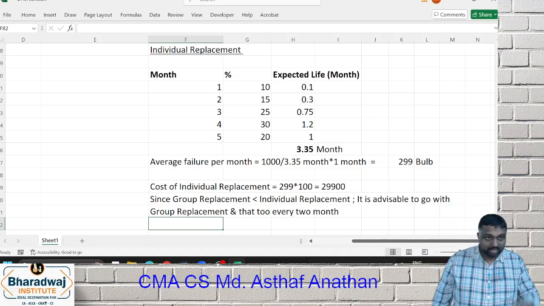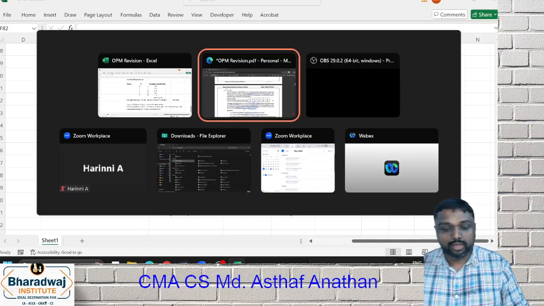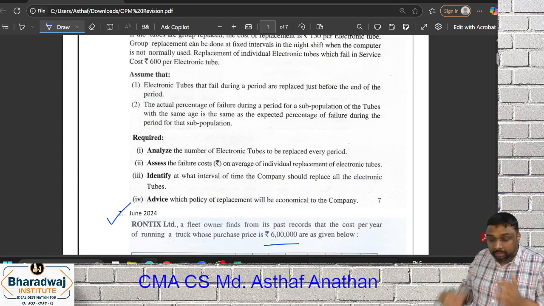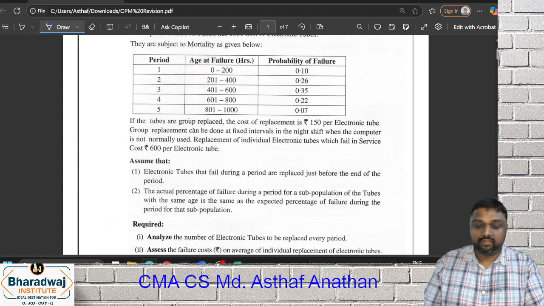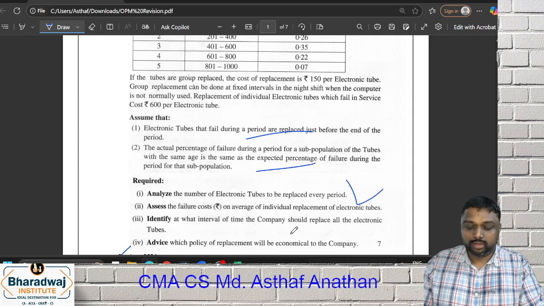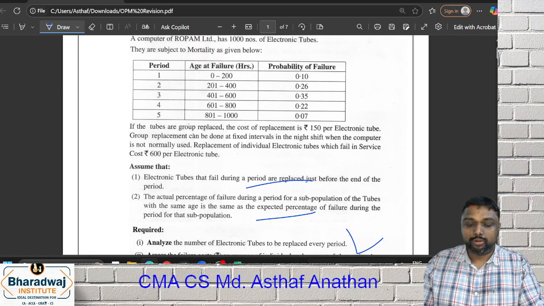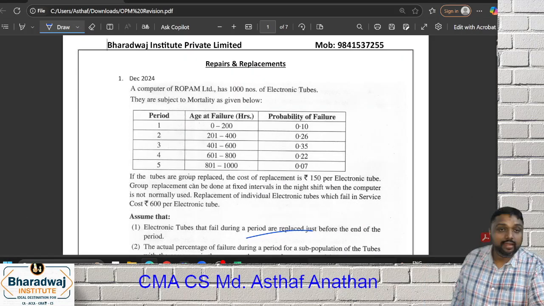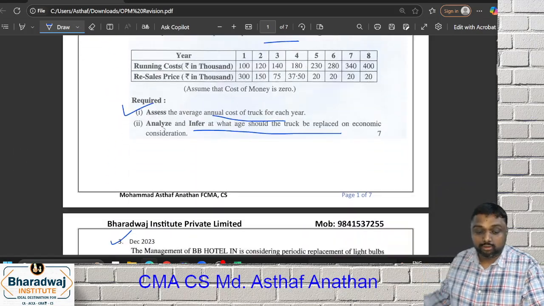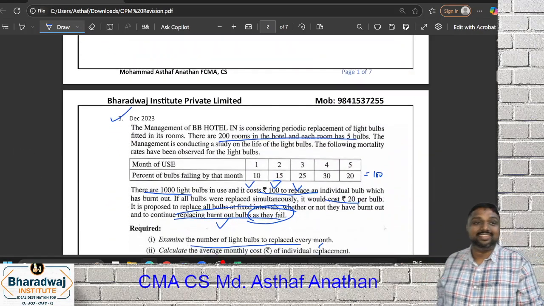So hope all of you have completed the question. Even in December 24, we have one question left out. Same question only. They are given the period and failure, and they're asking individual and group replacement. What is the individual replacement? What is the group replacement? Similar logic only. You can try this yourself. For this question alone, no suggested answer is available.